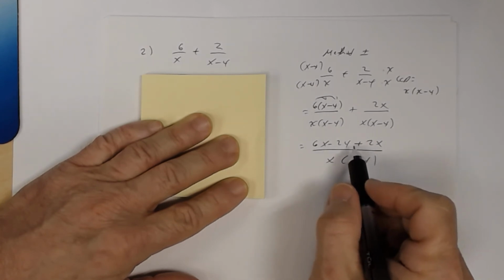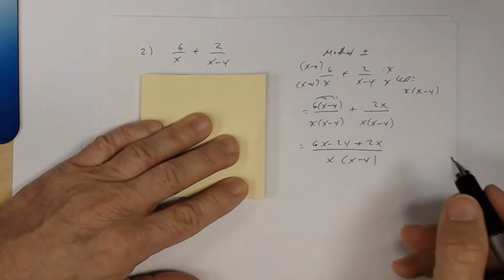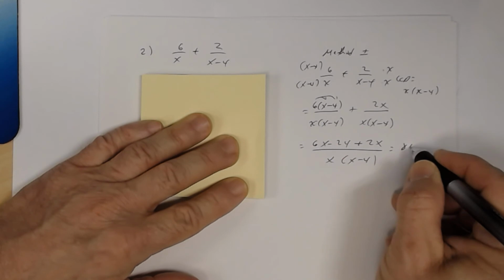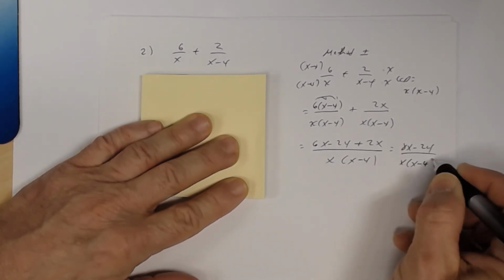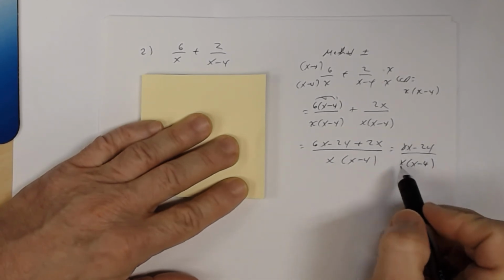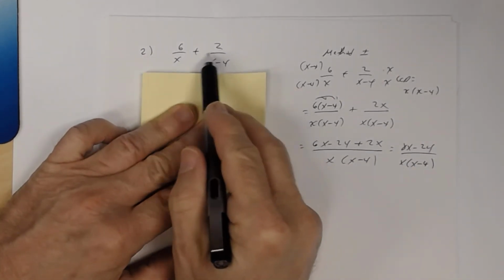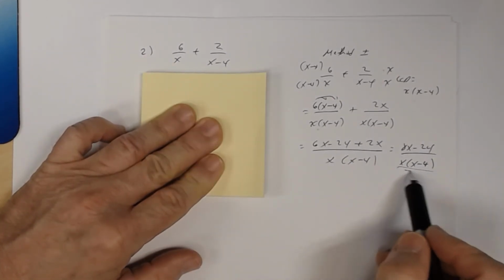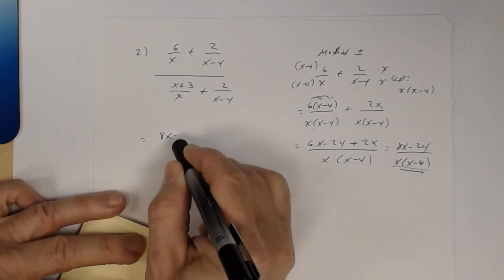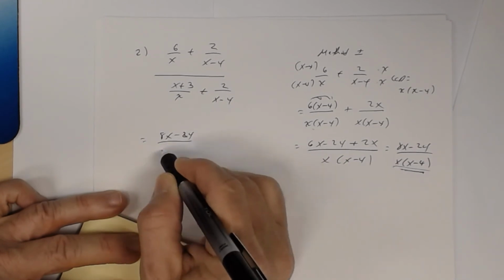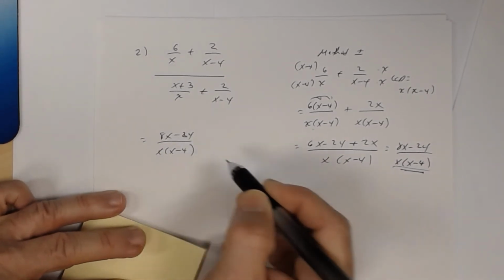Now let's combine like terms. 6x plus 2x is 8x. I get (8x minus 24) divided by x times (x minus 4). So that's what I'm going to write in my numerator. So this right here is going to be this. Okay? So that's going to be (8x minus 24) divided by x times (x minus 4).